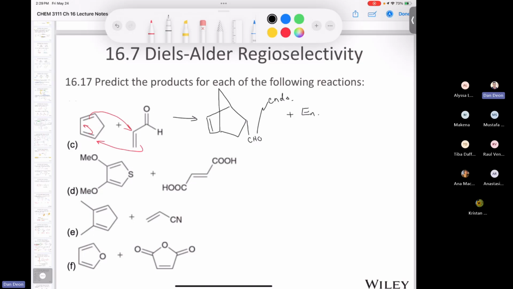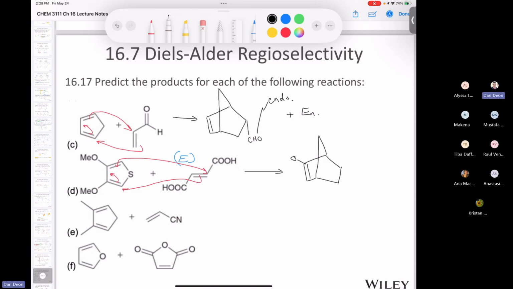Okay. Now with the next one, we're starting off with a cyclic diene. So that means we're going to get a bicyclic product. But now we have a carboxyl group here and a carboxyl group here. Those are E to each other. So we're going to have one in the endo position and one in the exo position. And so if we draw our curved arrows, we're going to form a sigma bond, form another sigma bond, and move this pi bond. And our product is going to look something like this.